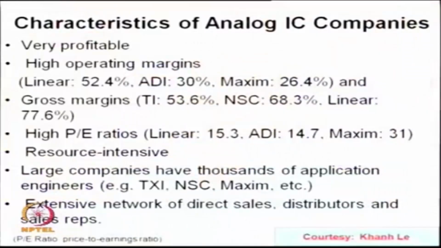Okay, so what are the characteristics of analog companies? They should be very highly profitable. There should be large operating margins with them. For example, Linear has 52% operating margins, Analog Devices has 30%, Maxim 26%. And the gross margins, for example, TI has 53% gross margins, National Semiconductor 68.3, Linear has 77% gross margin.